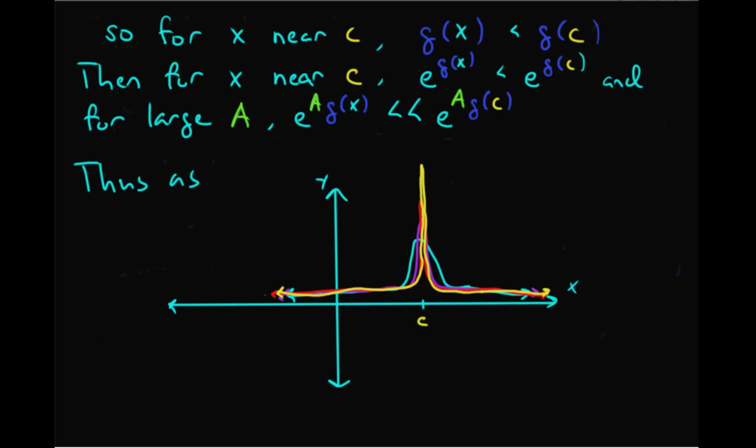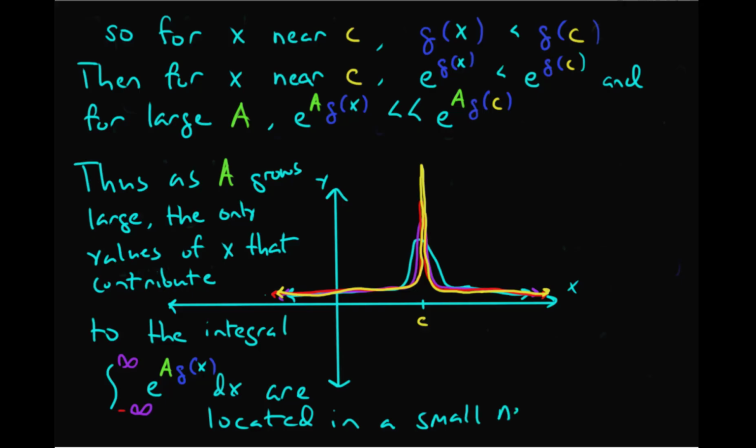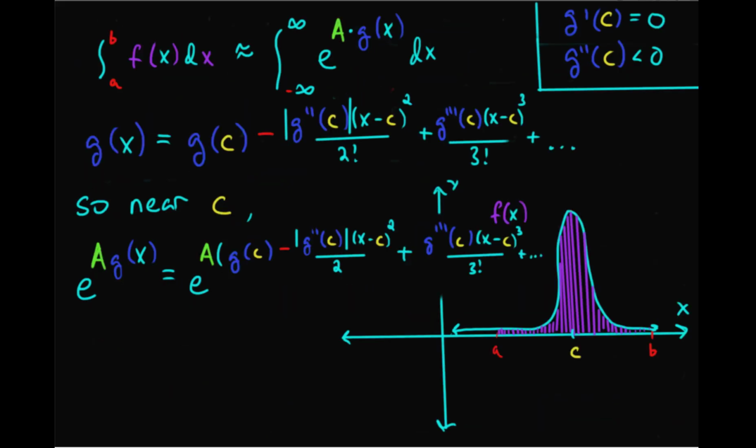And once again, what that means for our integral approximation is that as a grows large, the only values of x that are going to really contribute to this integral from negative infinity to positive infinity of e to the a times g of x dx are going to be the values of x that are in a shrinking neighborhood centered at c. So we've seen that for a large parameter a, the only values of x that really contribute meaningfully to the integral lie in a small neighborhood around c, which is also where the Taylor series happens to give the best approximation. So those two things work in our favor.